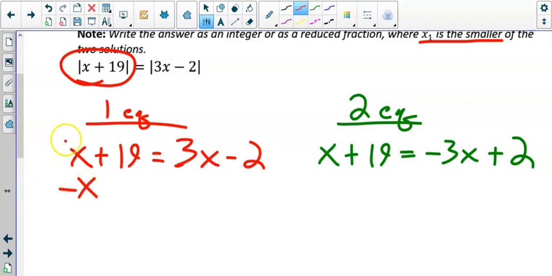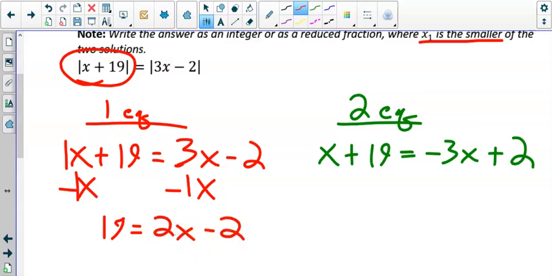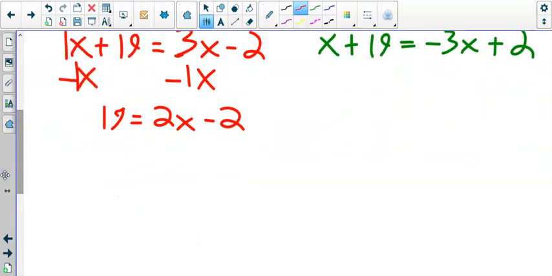Minus x, because it's really like a 1 there. How do you move a positive 1? Subtract 1. So minus 1x. So we've got 19 equal to, what's 3x minus 1x? 2x. Good. And I got a minus 2 over there. Now what?